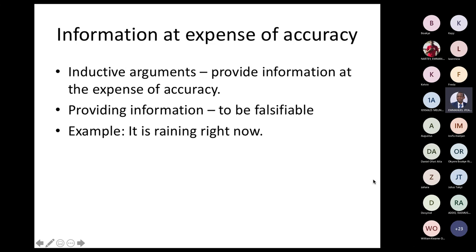Example: it is raining right now. When you say it is raining right now, that information is falsifiable. You can fault it, you can refute it, you can prove it to be false. If you say it is raining right now and it is not raining right now, then that statement has been falsified. So it's an empirical statement, a factual statement. And that's why we say it can be falsified. Any factual statement can be falsified if the facts are contrary.